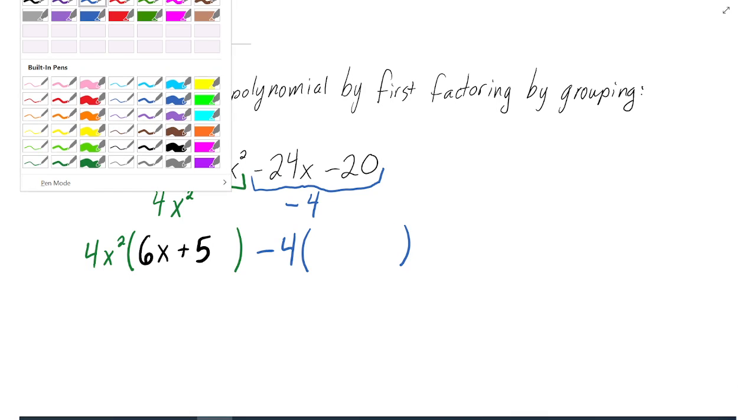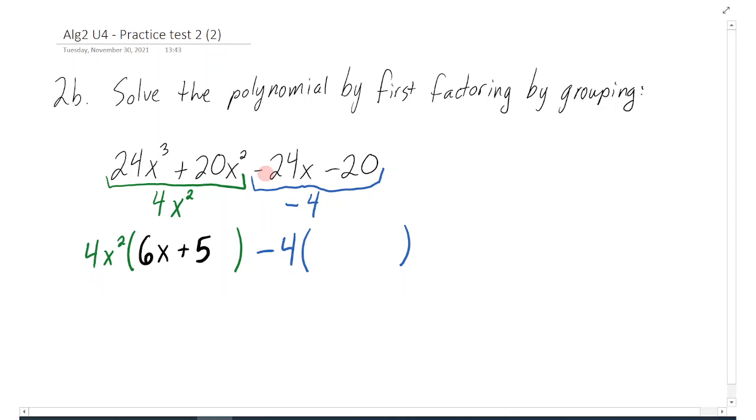And this now is going to be multiplied by, well, negative 4 to get to negative 24 will need to be multiplied by 6. And we don't have an x, so we'll have to multiply by that as well. And to get from negative 4 to negative 20, we'll multiply by a positive 5, or plus 5. Now, what we have here are two terms of our polynomial. We've basically factored our polynomial into two separate terms, and they have a common factor between them. Okay? They have the 6x plus 5.